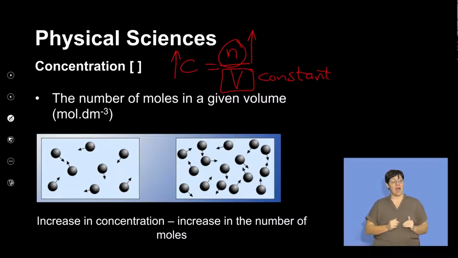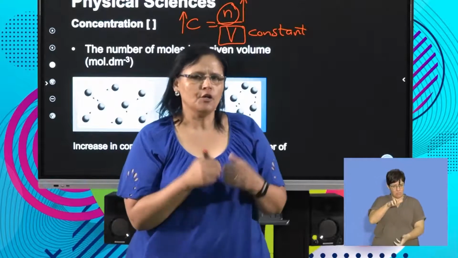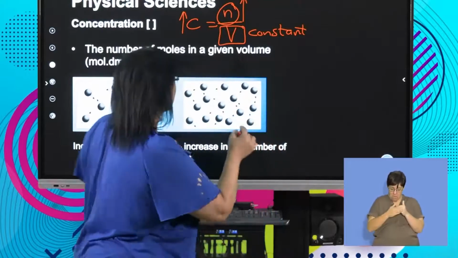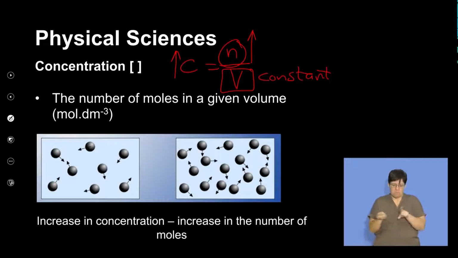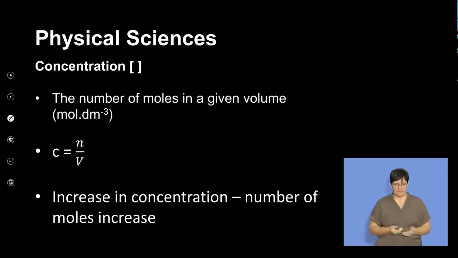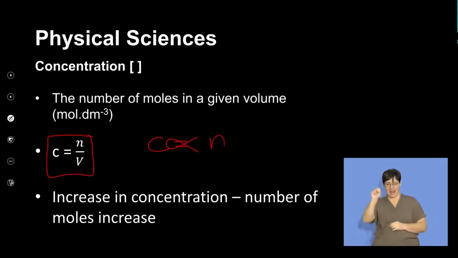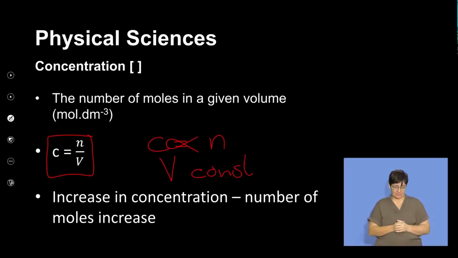So if I have a higher number of moles for the same volume, you can think, in the same small space, there's now more particles, and these particles will now collide more often. So when we look at the collision theory, we will now know that the increase in concentration comes from an increase of the number of moles. And back to C is equal to n over V, we can say the C is directly proportional to the n, but that is only the case when my volume is constant.